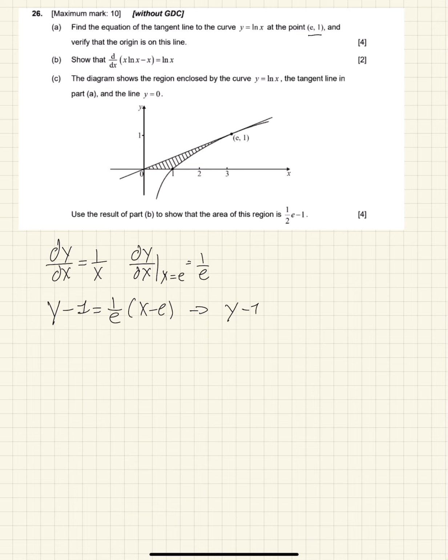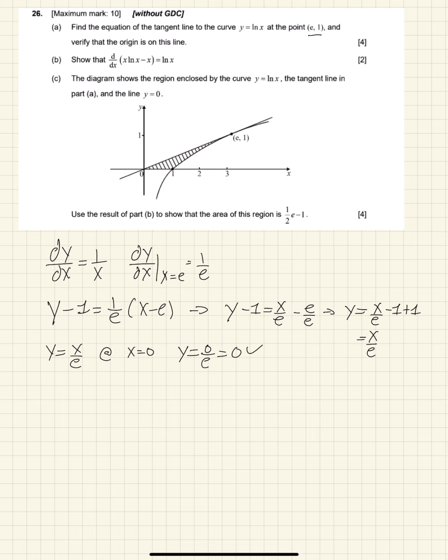This will be y minus 1 equals x over e minus e over e. So y equals, so e over e is 1, y is equal to x over e minus 1 plus 1 equals x over e. And if we want to make sure that the origin is on this line, well, what I'm saying is when x equals 0, y equals 0. So the equation is y equals x over e. At x equals 0, y is equal to 0 over e, which is 0. That's the origin, so we're set.